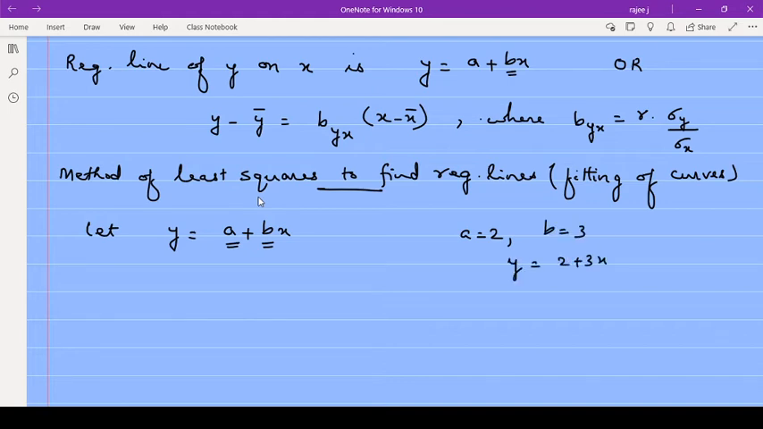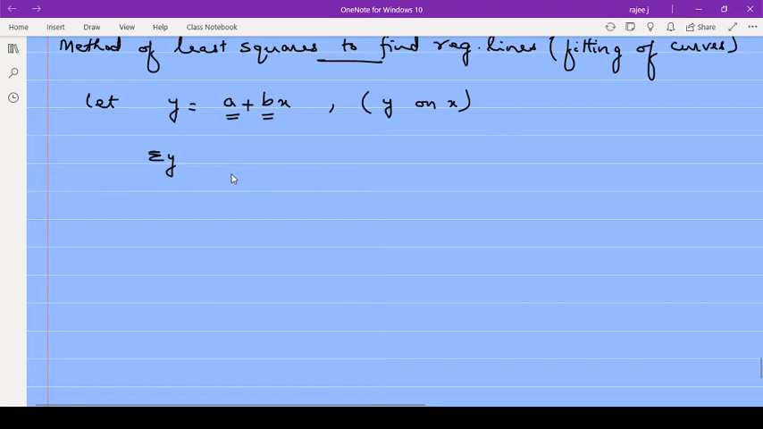This will be the regression line of y on x, and regression coefficients and all you can find out from this. So let y equal to a plus bx. Now to solve this equation, this is the regression equation of y on x. Method of least squares means we will take the summation on both sides. Sigma y is equal to summation of a plus summation of bx. This is the process of method of least squares.